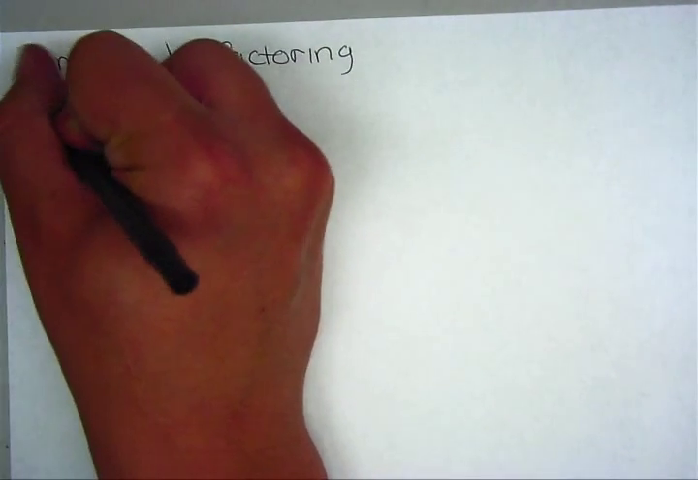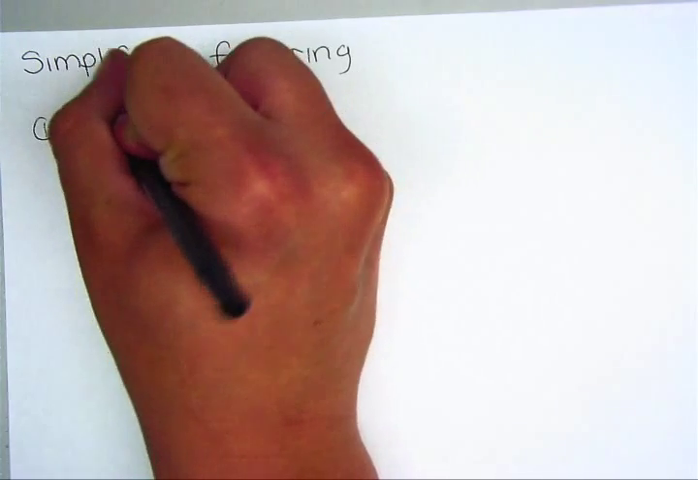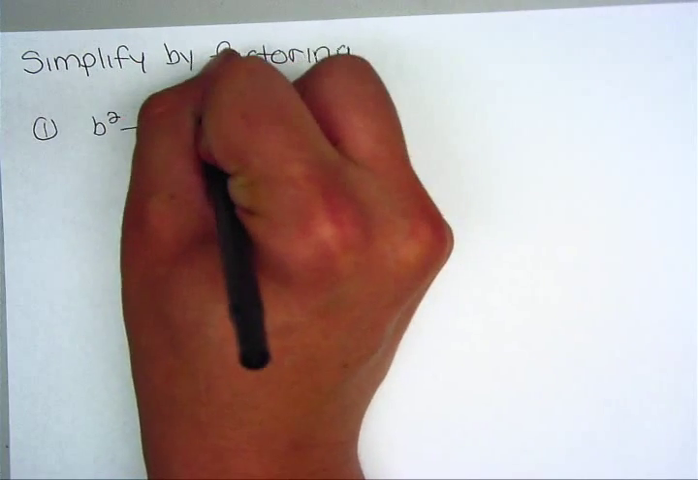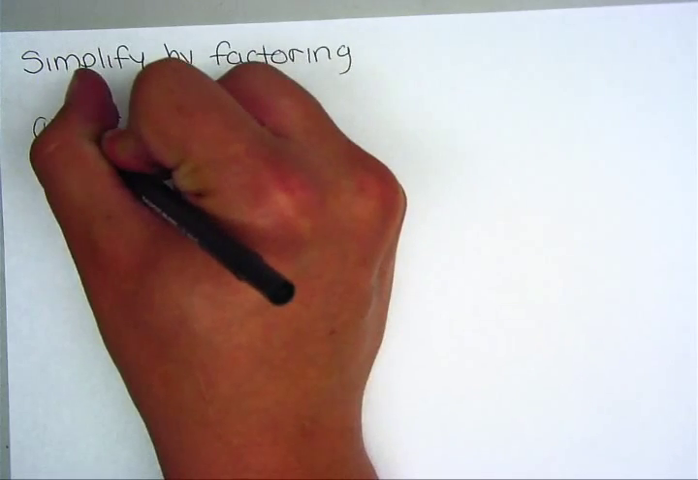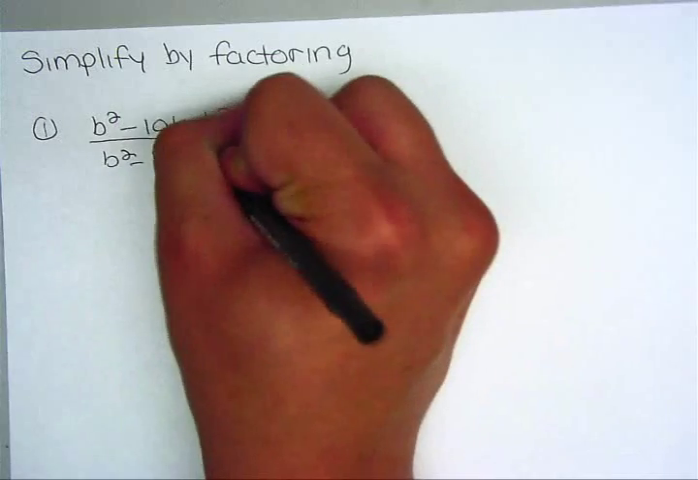The first problem we're going to look at is b squared minus 10b plus 21 over b squared minus 11b plus 28.